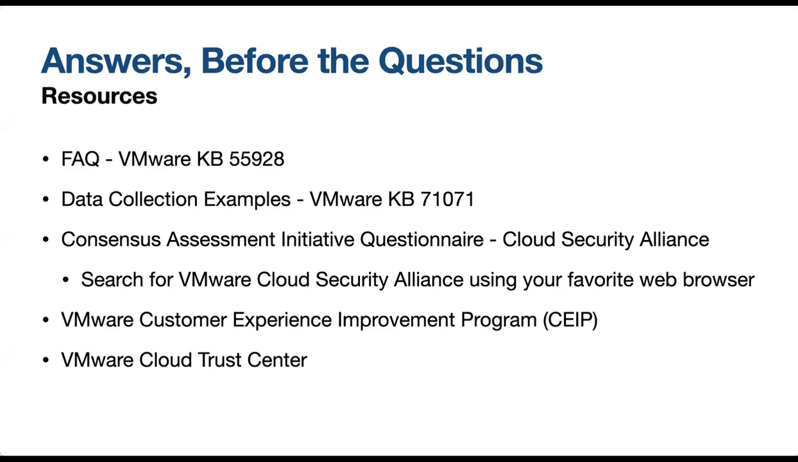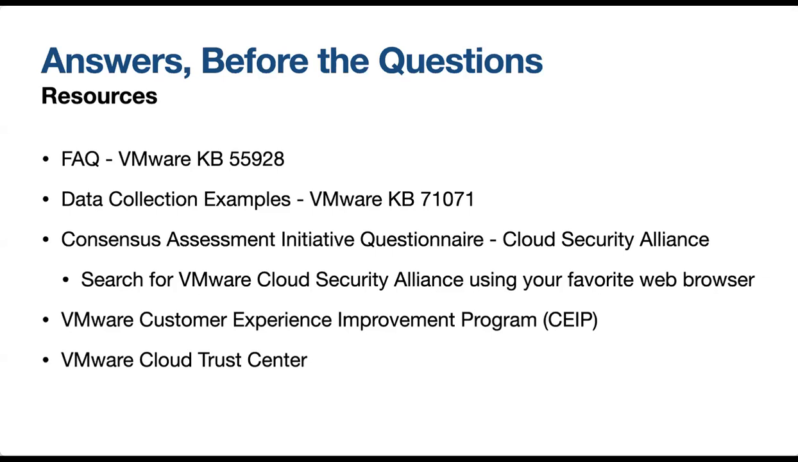2 knowledge base articles that are really useful: 55928, so standard VMware KB, kb.vmware.com, as well as 71071. 55928 is our FAQ. So a lot of common questions, products we support, for instance, security questions, how things are transferred, where it's stored, who has access, those sort of things as it relates to the security of the data we collect. And then that 71071 are examples of the type of data we collect. So again, IP addresses, object names, version, build. There's examples in that particular KB article.